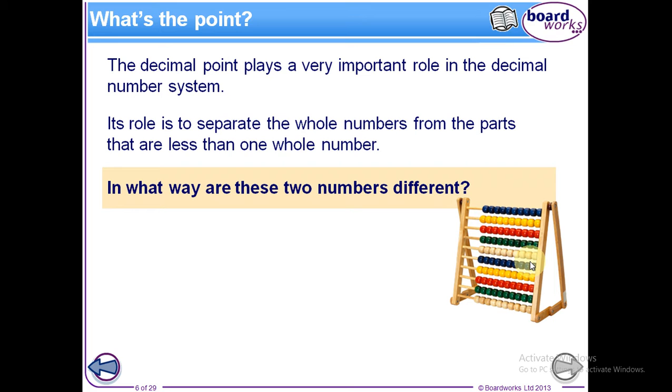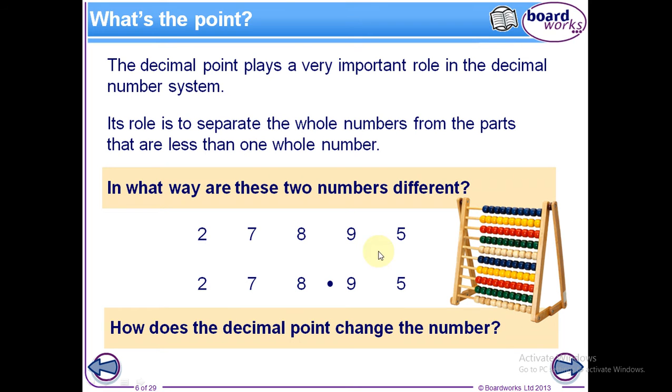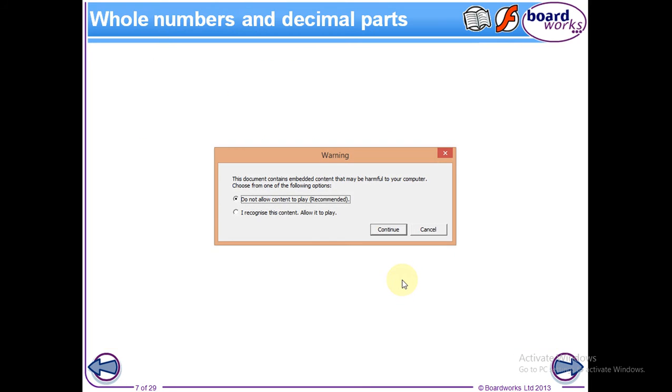So in what way are these numbers different? Guys, if you look at this very well, we have a decimal here. This is 278.95. If you want to rewrite this second one like the first one, you are going to have 27895 divided by 100, because the last digit here is in the hundredths place value.